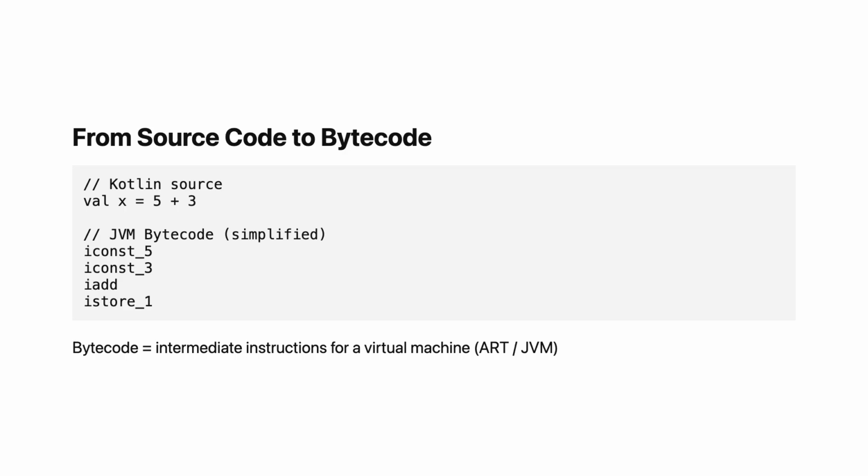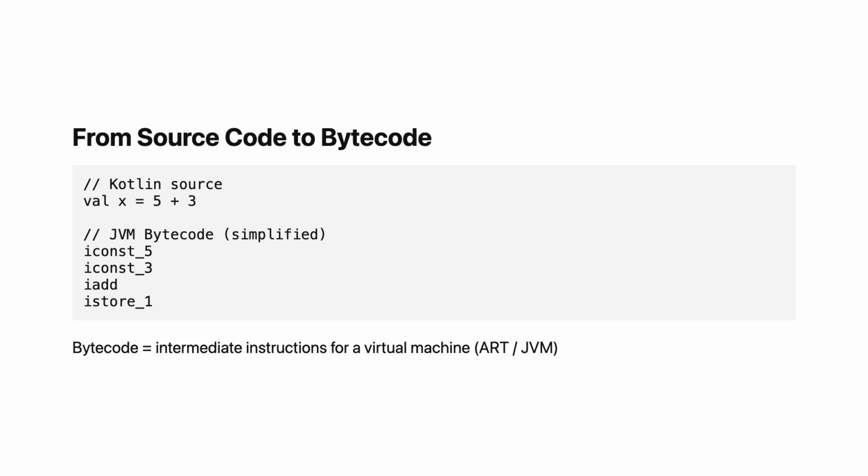You can actually look at this bytecode yourself. In Android Studio, go to Tools, then Kotlin, then Show Kotlin Bytecode. You will see instructions like iload, iadd, istore. They look cryptic, but they are simple operations. Load a number, add two numbers, store the result. So eventually, those bytecode instructions need to become real machine instructions that the CPU can execute.